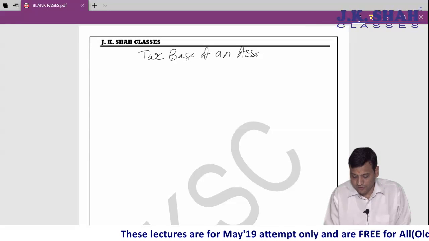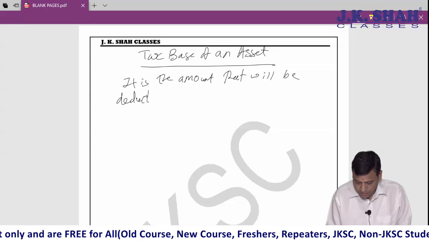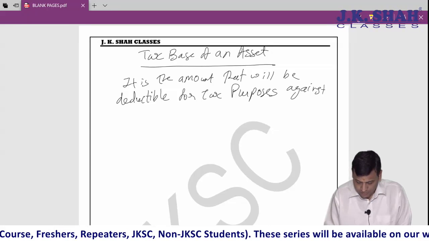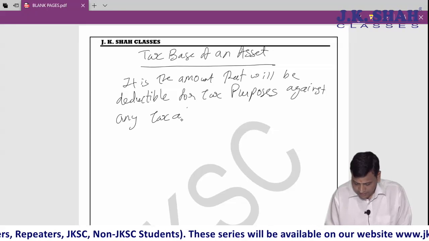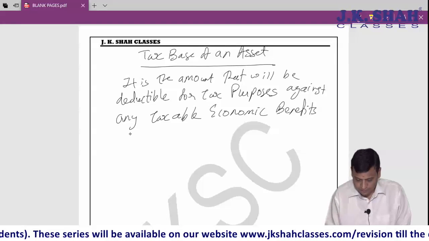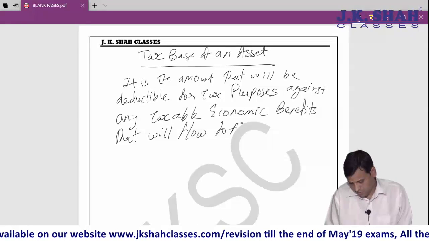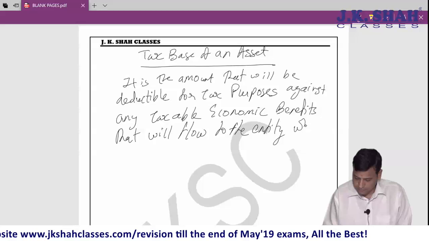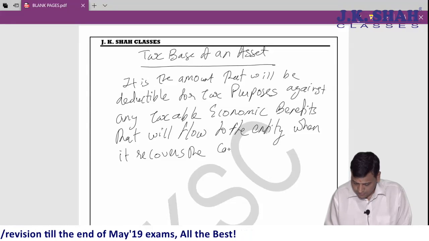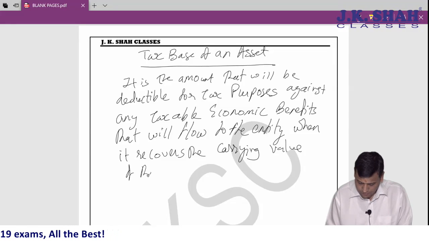What is the tax base of an asset? The amount that will be deductible for tax purpose against any taxable economic benefits that will flow to the entity when it recovers the carrying value of the asset.